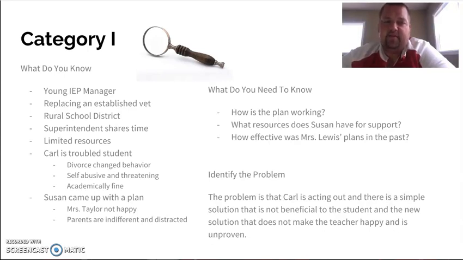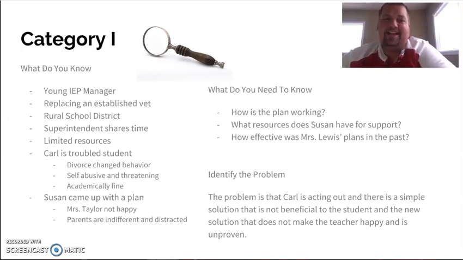Susan came up with a plan for Carl. Miss Taylor, his teacher, is not happy with it. She'd rather him be in the resource room. His parents are indifferent to the plan or distracted. They just want someone else to solve his problem while they live their lives.